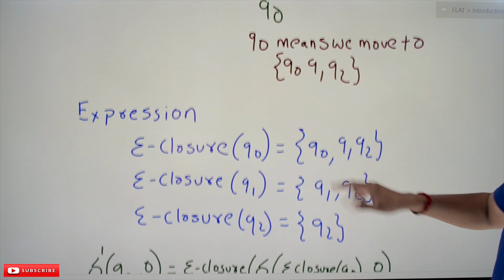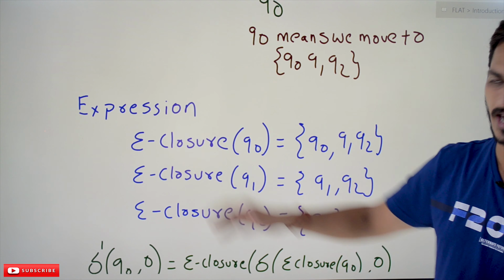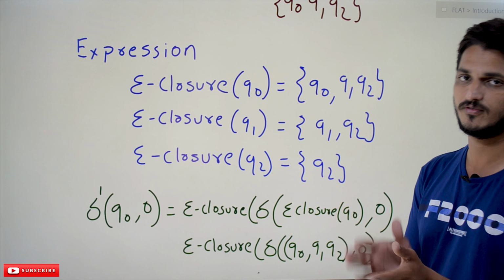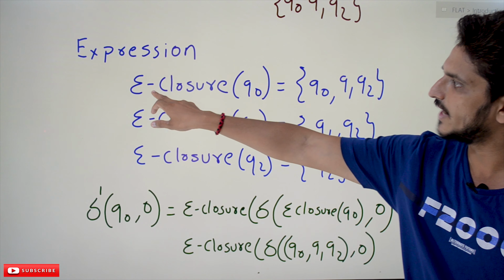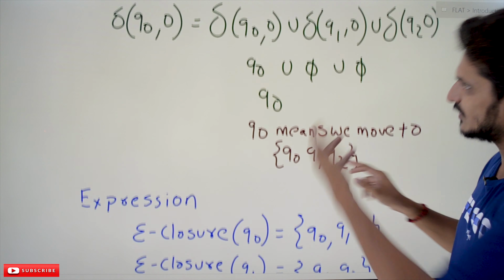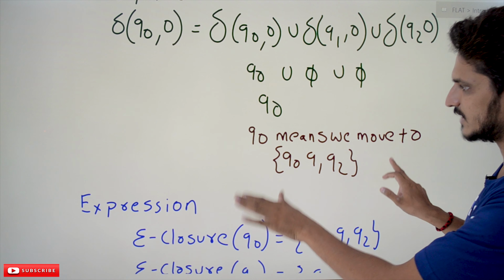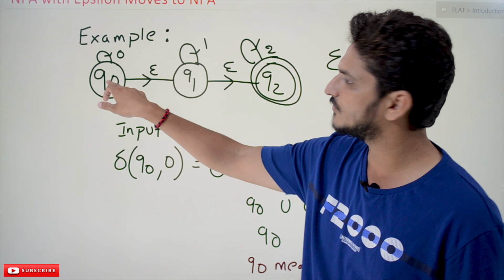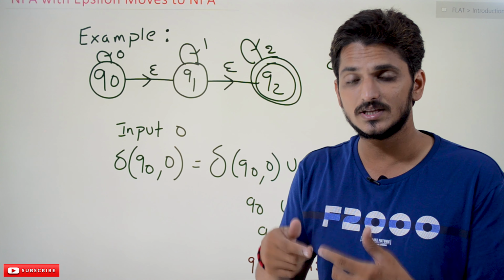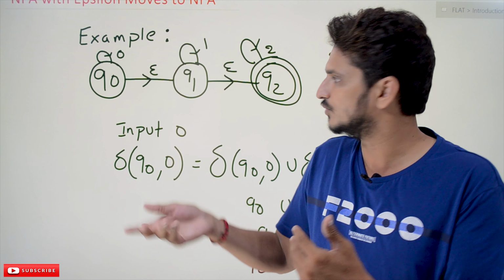Let's identify the procedure and identify the expressions. In order to convert our NFA with epsilon moves to NFA, first we have to identify epsilon closure of Q0. So whatever we have done here, the same thing in mathematical expressions. Epsilon closure of Q0 means, by taking epsilon symbols, how many states we are going to move.